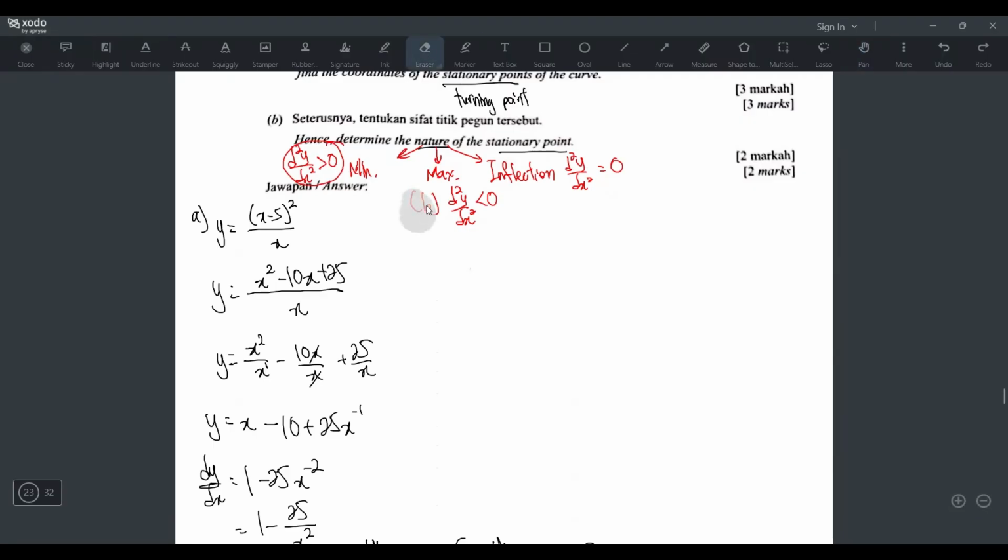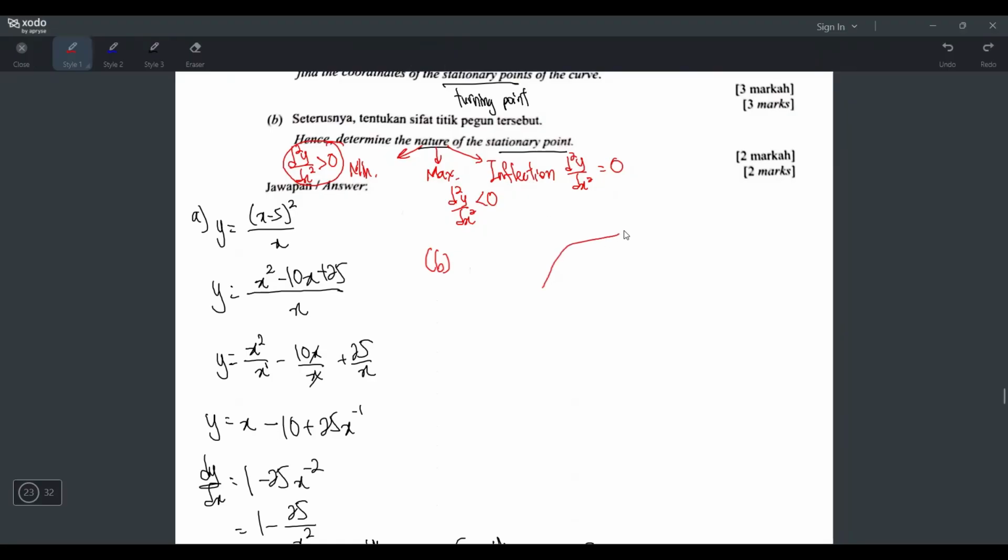This one you have to know. This one is very important, so I repeat one more time. A stationary point can be minimum, maximum, or inflection point. But how do you know whether the turning point is minimum, maximum or inflection? You find the second derivative, and if the second derivative is 0, then it's an inflection point. Inflection point looks like this, and this point is the inflection point.